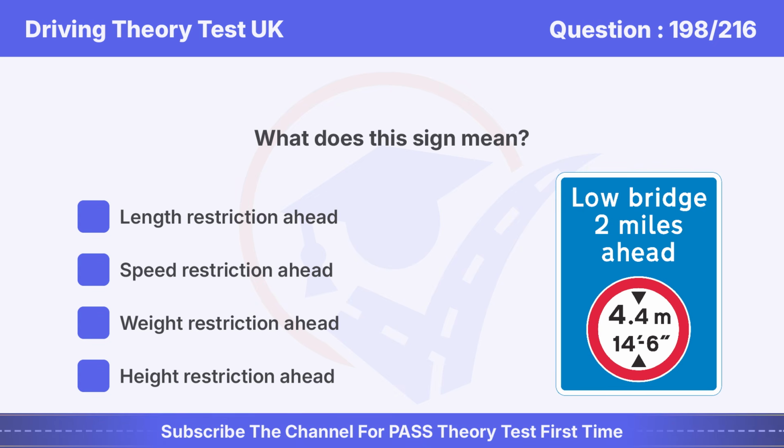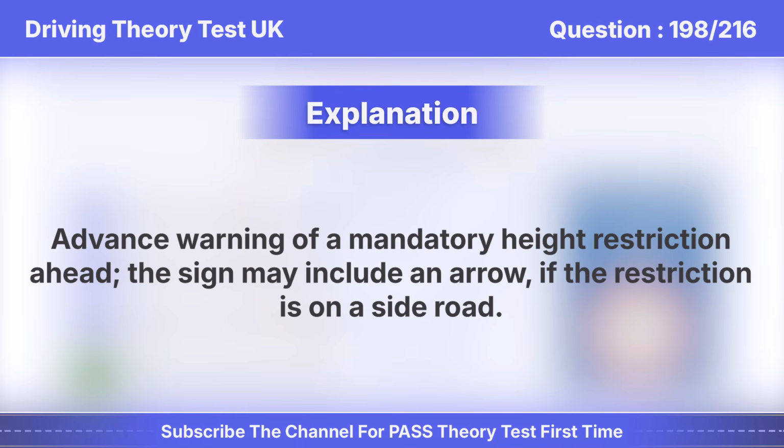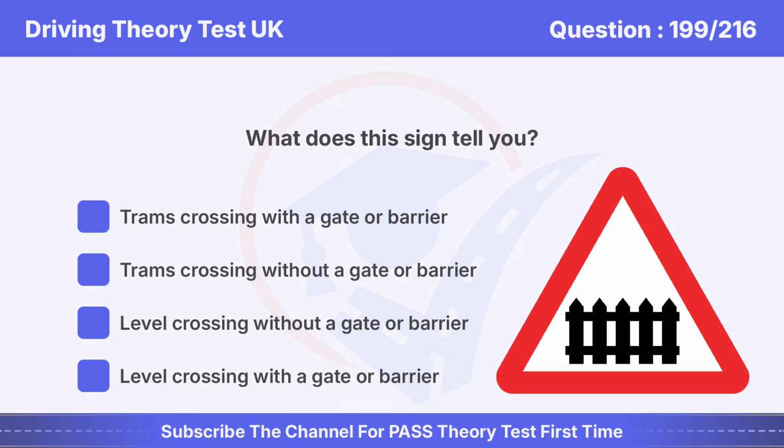Question 198. What does this sign mean? Answer is D. Height restriction ahead. Advance warning of a mandatory height restriction ahead. The sign may include an arrow if the restriction is on a side road. Question 199. What does this sign tell you?